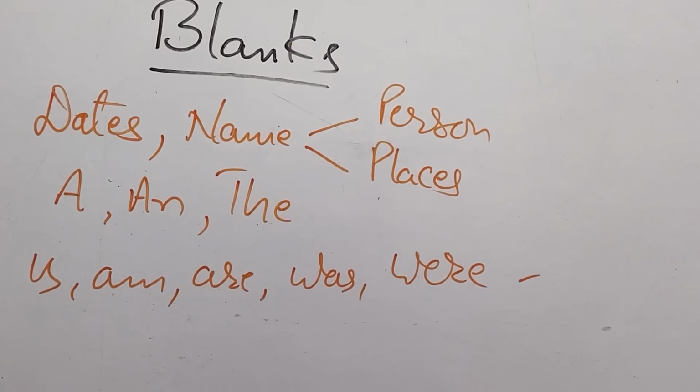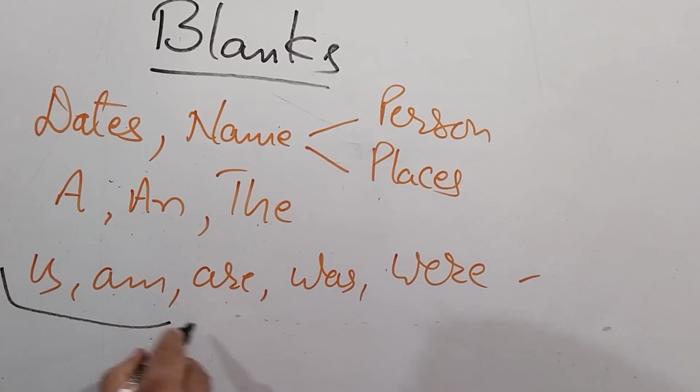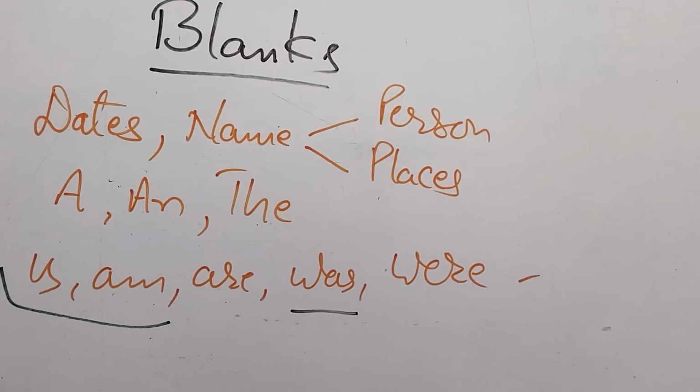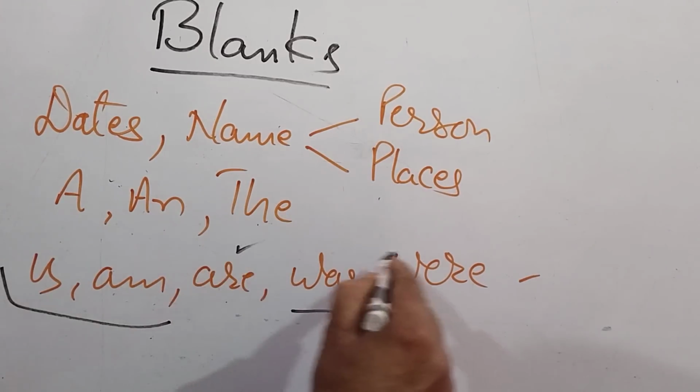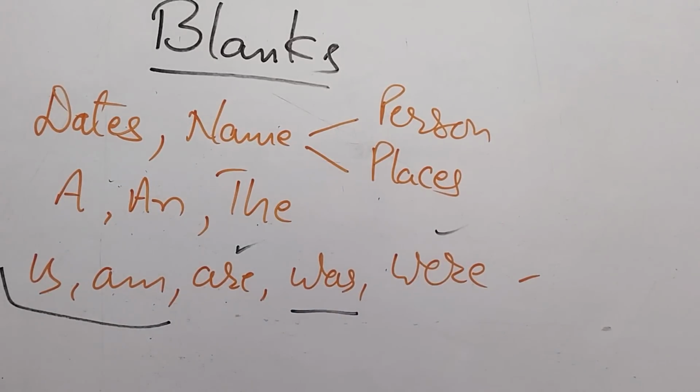Then how do we decide whether the word in the blank will be singular or plural? If you have words like is or was, then the answer will be singular. The answer will be in singular form. And in case of are and were, the answer will be in plural form. So I will show you one example here.